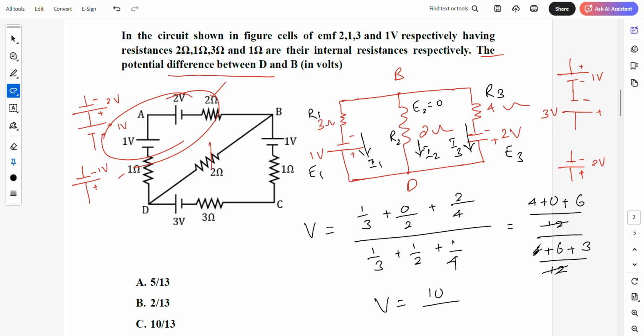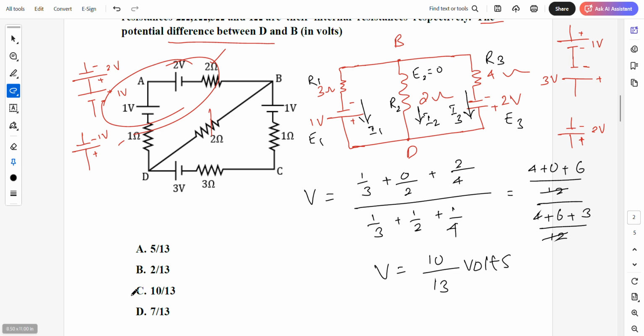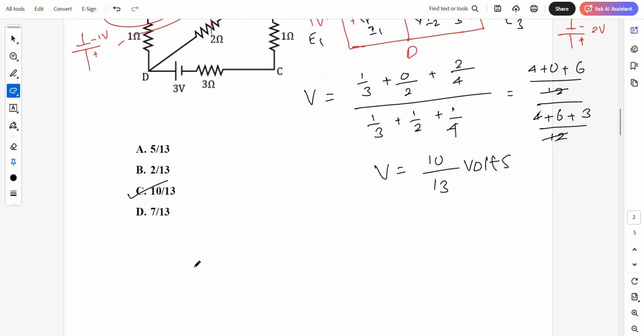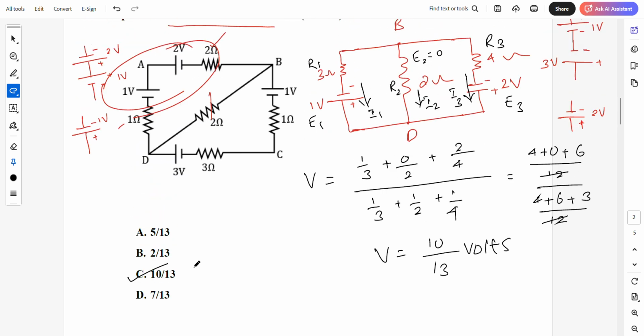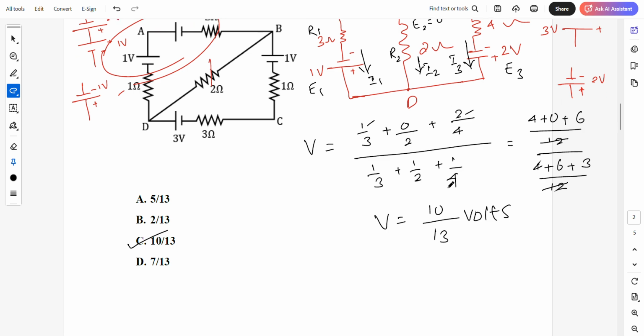V is equal to how much are we getting? 10 by 13. 4 plus 6 is 10, so 10 by 13 volts is the right answer. Hope you understood. Here the polarities are favoring, therefore both will be plus only, and here E2 is 0. The denominator is always positive.